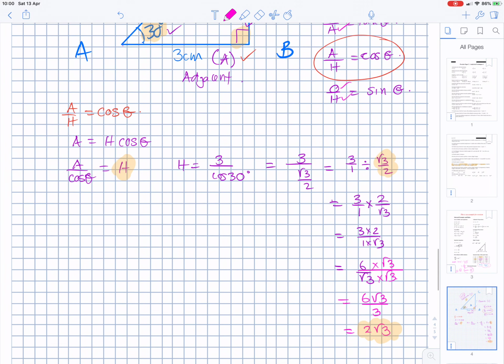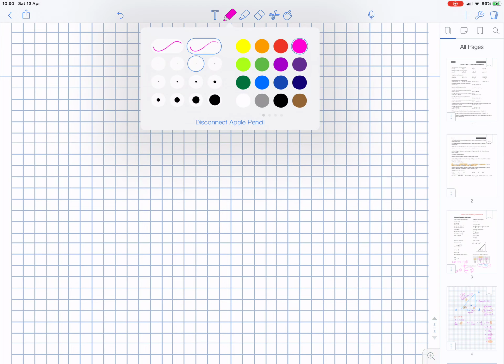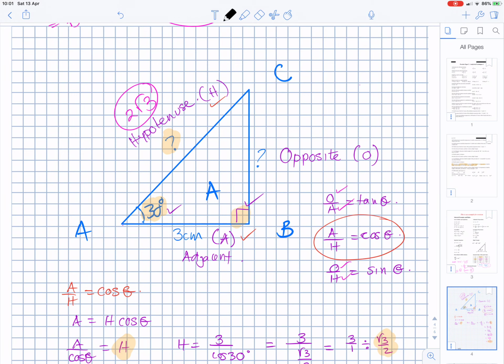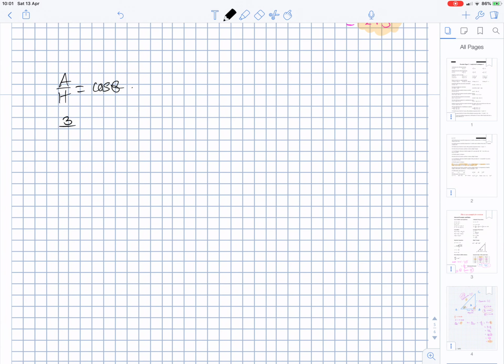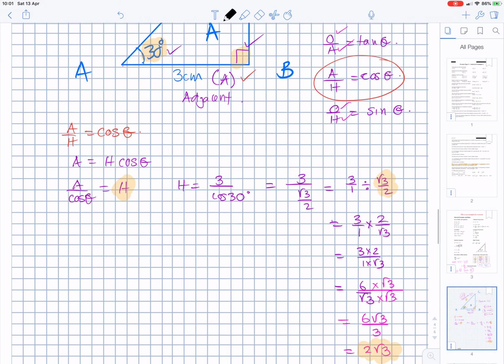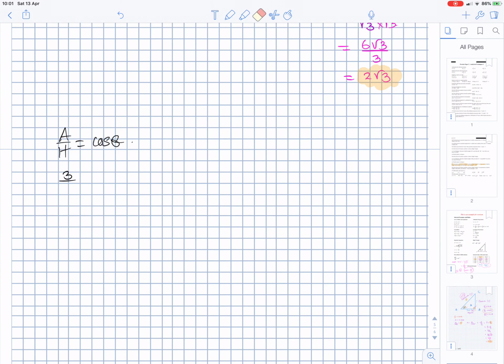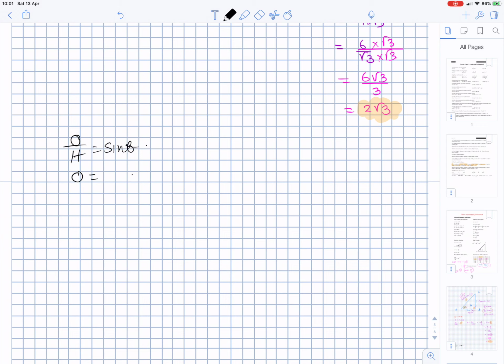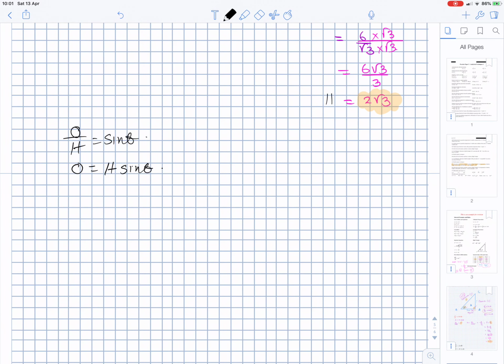So let's start with adjacent over hypotenuse equals cos theta. Now the adjacent side is 3, divided by the hypotenuse side. In fact, we've got the hypotenuse already. We're looking for the opposite side instead. So let's do opposite over hypotenuse is sine of theta. The opposite side is what we're looking for. So opposite side equals hypotenuse times sine theta. We've just found out what the hypotenuse is, and it is that.